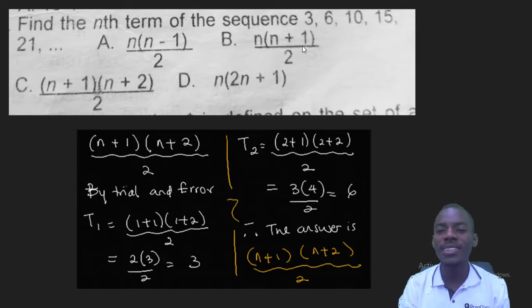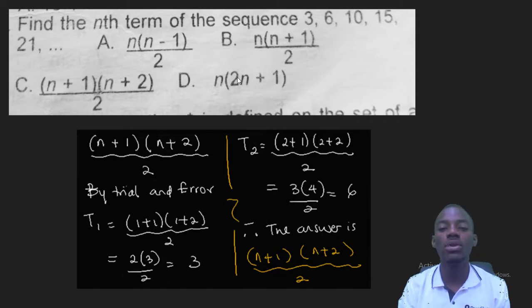This one too is correct, right? Now, but let's try the second one. So if my n is 2, if I put 2 here, 2 plus 1 is 3, then 2 plus 2 is 4. 4 times 3 is 12, sorry. 12 divided by 2 is 6. This is correct.